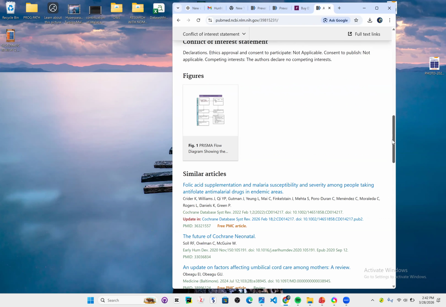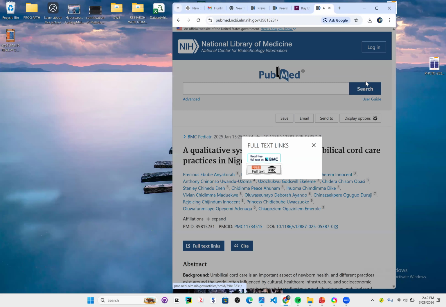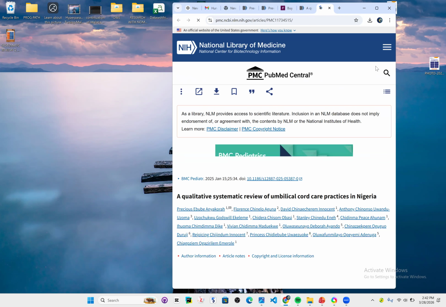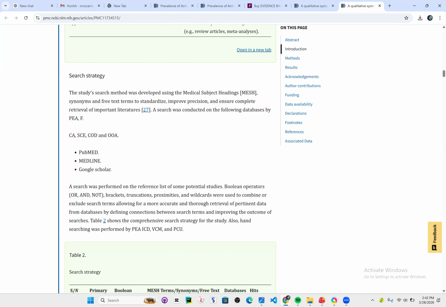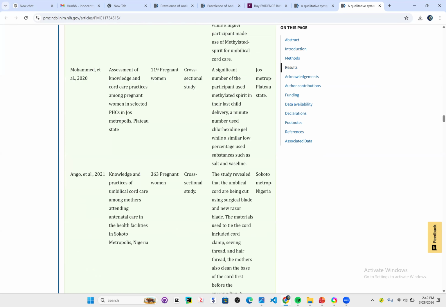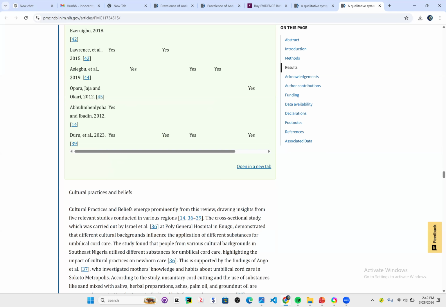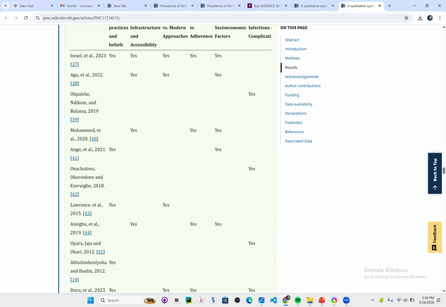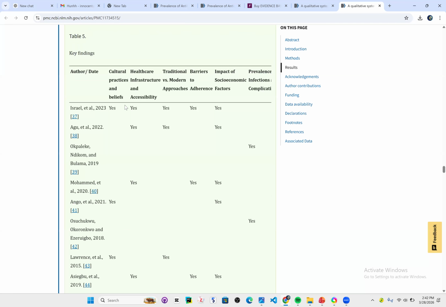Now let me explain what I mean. Now let me open this paper. Okay, so this is an open access paper that definitely everybody can have access to. So this is a systematic review. Now, if you go to the synthesis of this particular review here, you find out that it was written using what? It was narratively written.